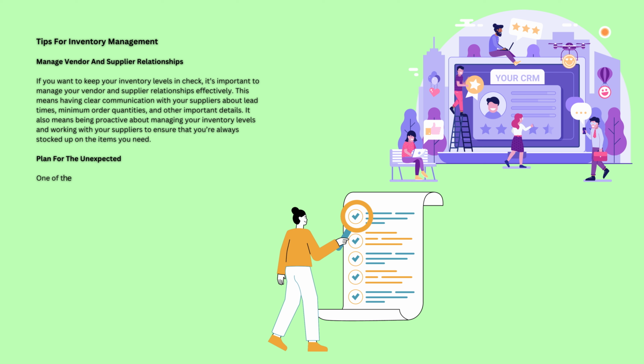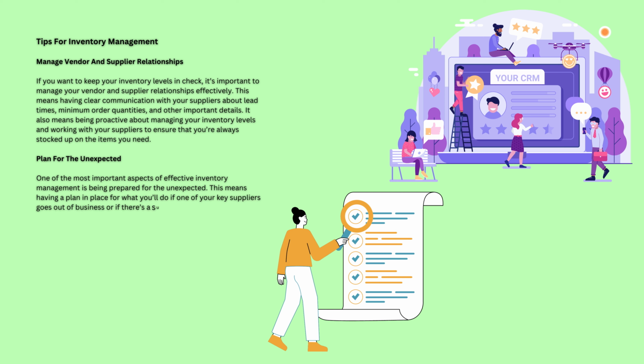Plan for the unexpected. One of the most important aspects of effective inventory management is being prepared for the unexpected. This means having a plan in place for what you'll do if one of your key suppliers goes out of business or if there's a sudden surge in demand for one of your products. By planning for these contingencies, you can minimize the impact on your business and keep your inventory levels under control.